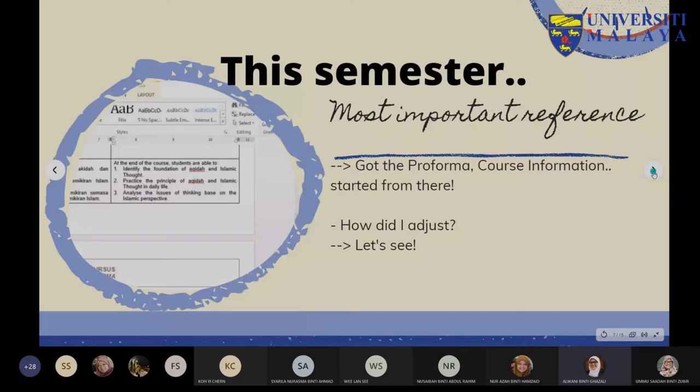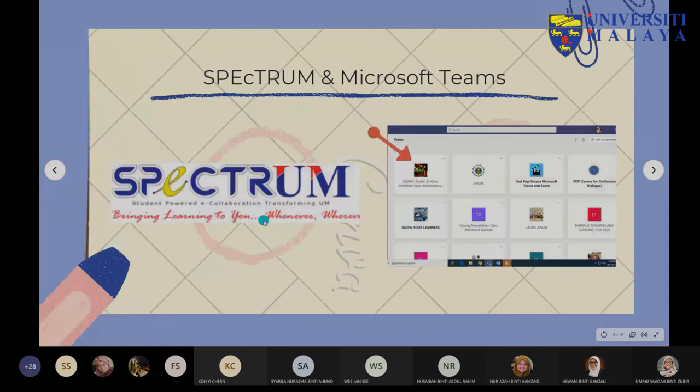Basically I use Spectrum, but not so much. Spectrum was used for the first class as an announcement for them to get into this group. I gave a link to Microsoft Teams, which I created earlier, and there was an announcement in Spectrum for them to do the first task. The first task was to introduce themselves using something called Flipgrid.